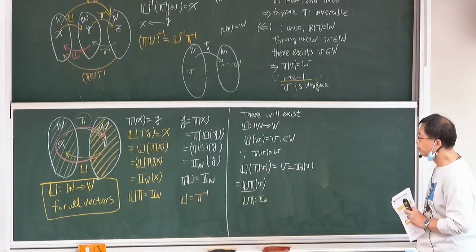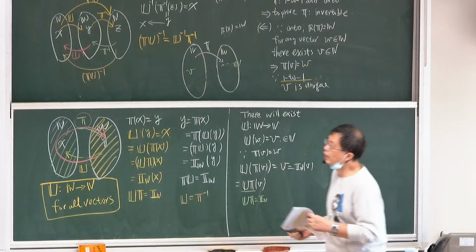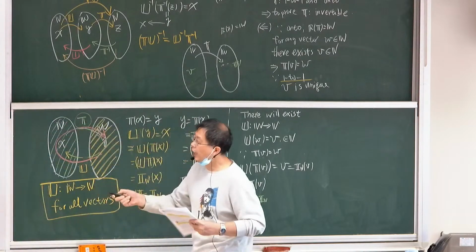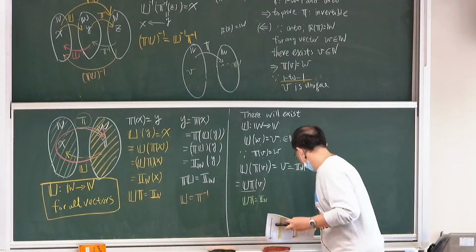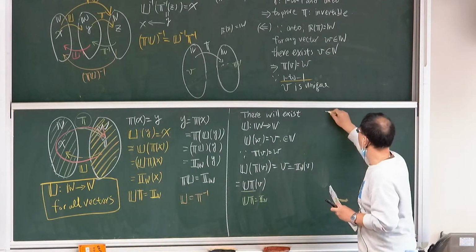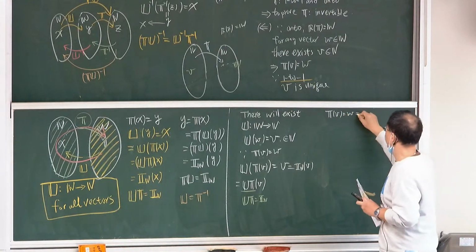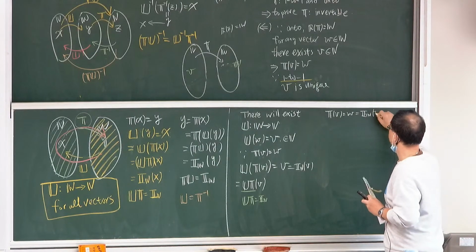So we prove UT equals I_V. But we haven't proved that TU equals I_W. Right now we have T(V) equals W, which we already know, so there will be an identity transformation on W.